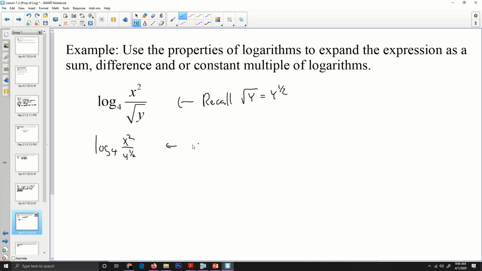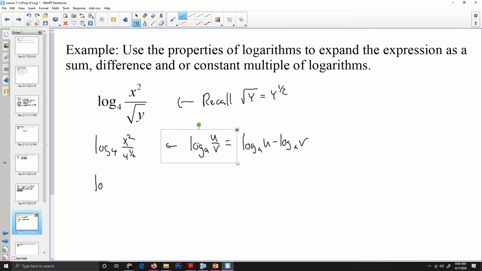All right, and so I'm going to use log base a of u over v equals log base a of u minus log base a of v. Sorry, I got a cough this morning. I don't know what's up.